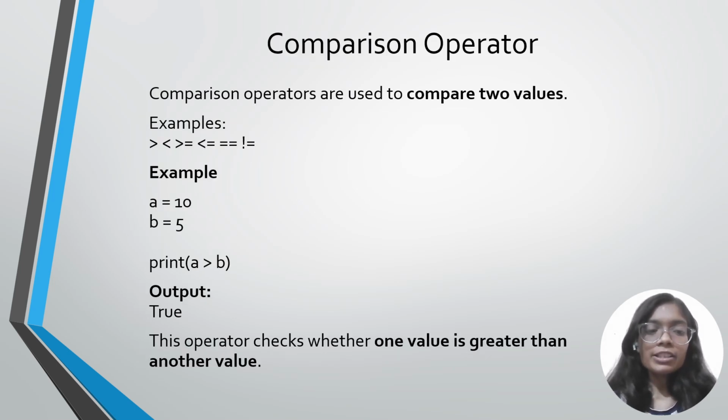Second one is comparison operators. Comparison operators are used to compare two values. For example, if a equals 10 and b equals 5 and we check whether a is greater than b or less than, the result will be a is greater than b. These operators are useful in programming when we need to check conditions and make decisions.